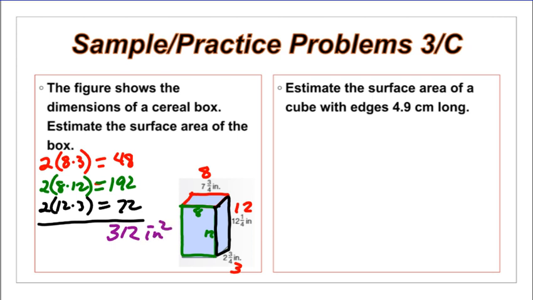square inches. Then it says estimate the surface area of a cube with edges 4.9 centimeters long. If it's a cube, we would estimate this to be 5. So we have 6 panels of 5 times 5. That would be 5 squared, 25, times 6. That would give us 150 square centimeters. So that's our lesson today on finding surface area and lateral surface area.